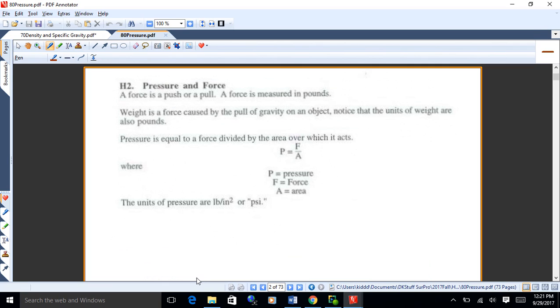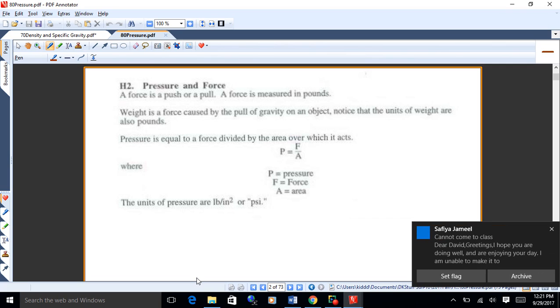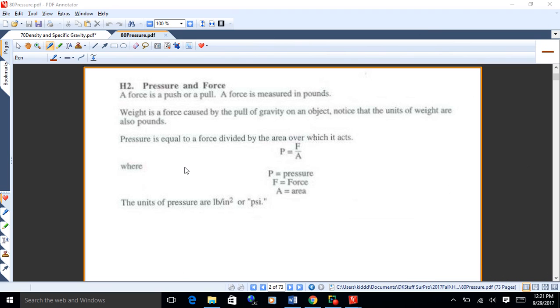Okay, so a force is a push or a pull. So if you push on something or pull on something, you're exerting a force on it. Weight is a force that's caused by the pull of gravity on an object. Notice that the units of weight are also in pounds, because force is measured in pounds and so is weight.